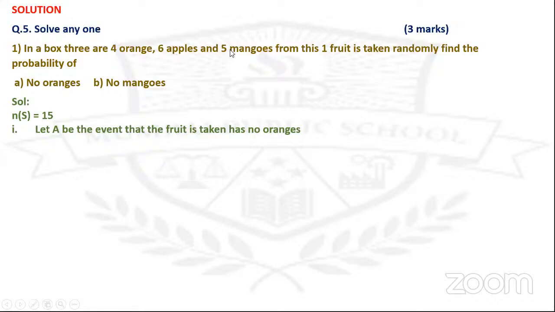No oranges. So that means apples and mangoes will pop out. Apples are 6, mangoes are 5. So 6 plus 5, 11. So N of A is how much? 11. So what is the probability? Probability is 11 upon 15.